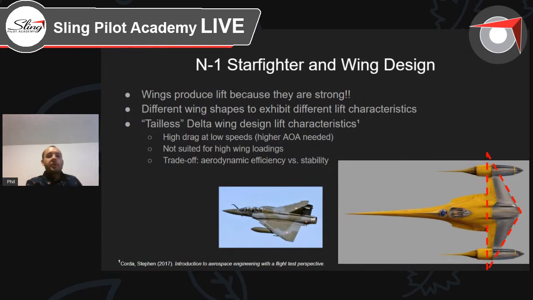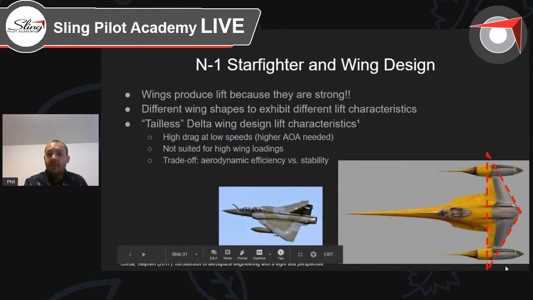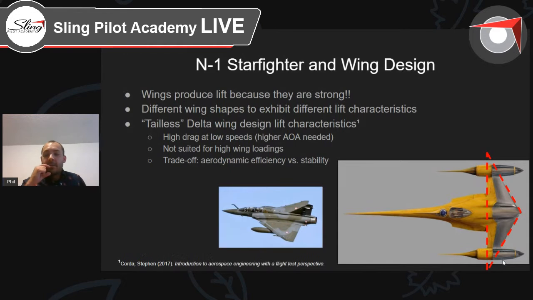The other thing about the high drag at low speeds is this idea of induced drag. It needs a very high angle of attack. This Starfighter, if it's flying at slow speeds through the atmosphere, is going to need a high angle of attack, and from that, you're talking about a ton of induced drag, right? As we increase angle of attack, we increase the lift, and we increase induced drag.